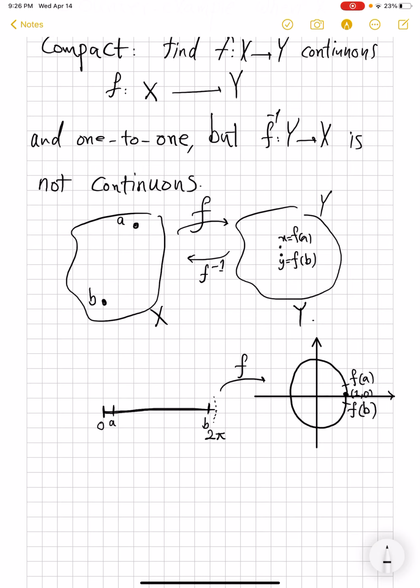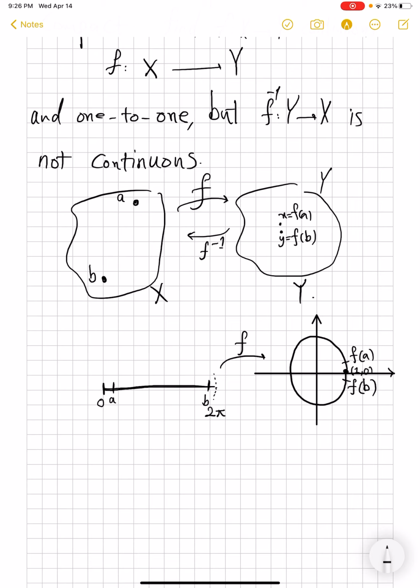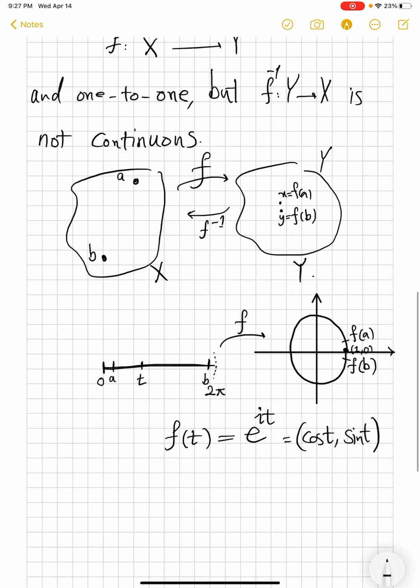And the map, if I give this map a formula, this is pretty specific enough, but if I really want to write a formula, this t is a real number here, and the map f will take t to e to the power i t, i being the complex i. If you don't like complex numbers, then go with cosine t, sine t. So you can check that this f is obviously continuous. It has continuous coordinate functions, component functions.